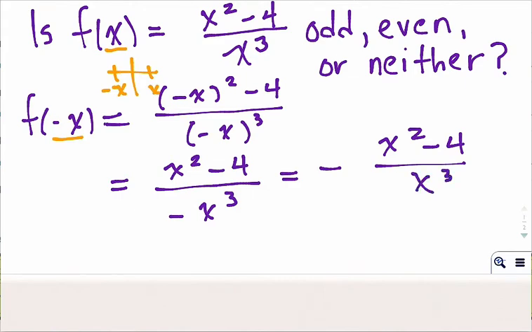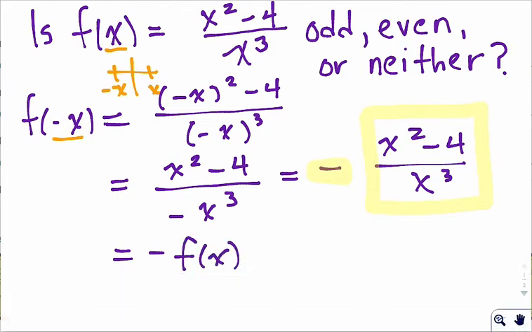And when we compare that to the original function, we see that we have negative 1 out here in front times the original function. So in other words, we're ending up with negative 1 times the original function. So our conclusion here is that the function is odd.